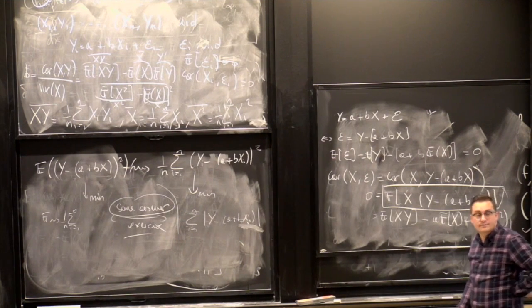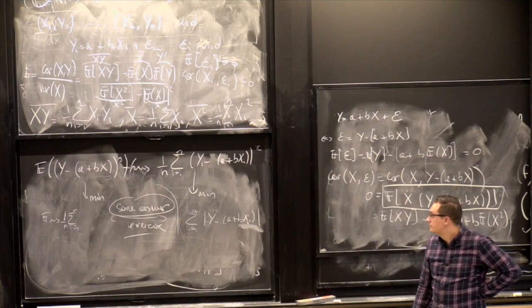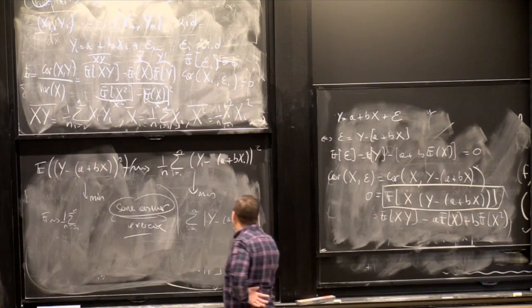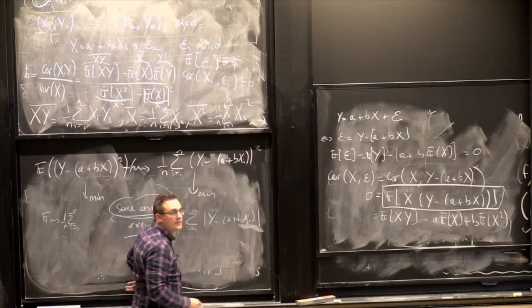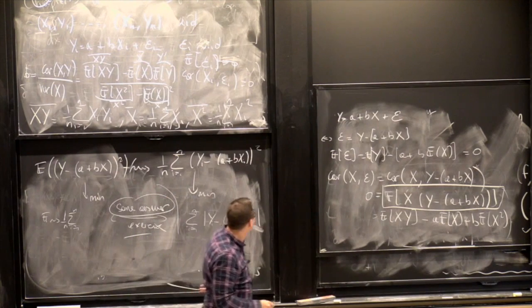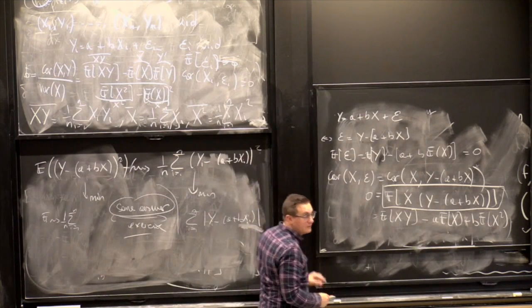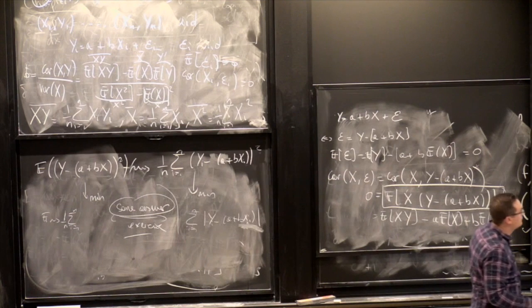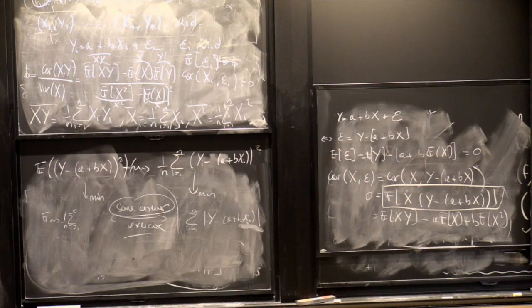The sum of the absolute values of y_i minus (a plus b x_i). So it's the same except that I don't have the square here. Okay?